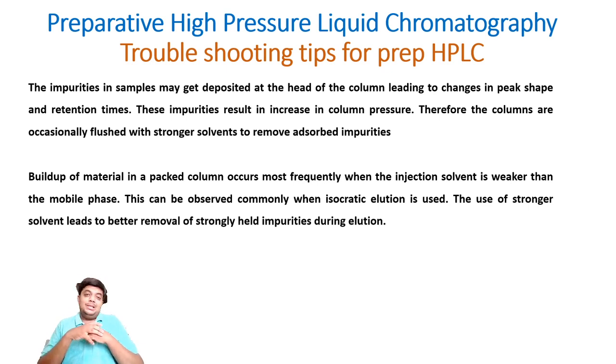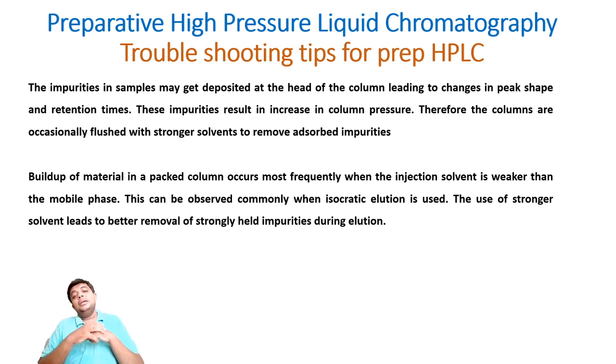Troubleshooting tips for prep HPLC. If you are getting a chance to use prep HPLC, or are a person who is constantly using prep HPLC, the impurities in the sample may get deposited at the head of the column, at the starting point of the column, leading to a change in the peak shape and retention time. Impurities result in increased column pressure. Therefore, the columns are occasionally flushed with stronger solvents. Solvents that have the capacity to remove the impurities, either by attraction or by dilution, can be used as washing material, which are generally called purging solvents.